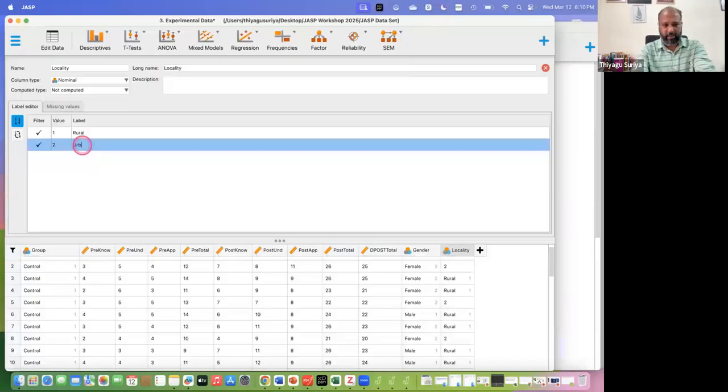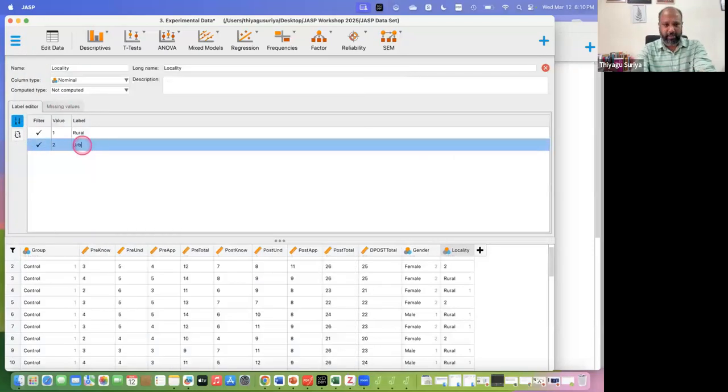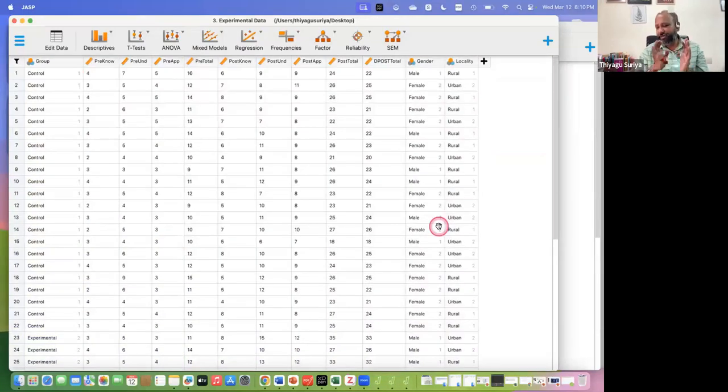How many of you have defined it? I request all to save. How to save this? Go to the three-dot hamburger menu, Save as, Browse. Save as the experimental data JASP file on the desktop with the JASP extension. Those who have saved, kindly type the letter S in the chat box.